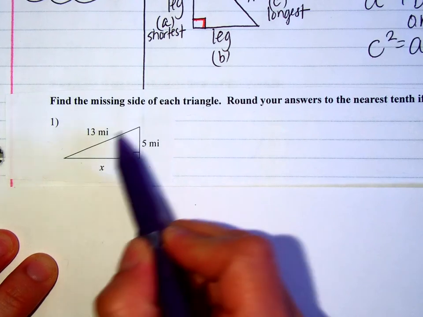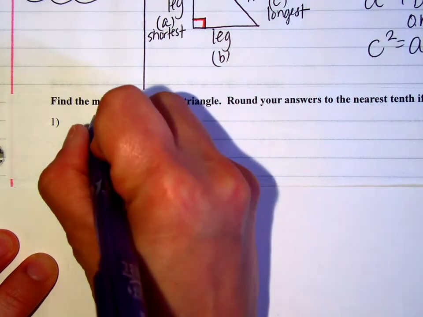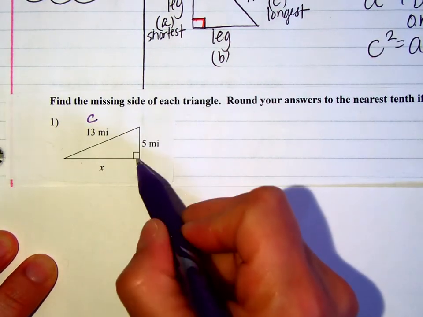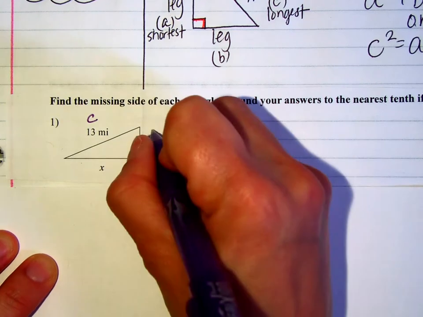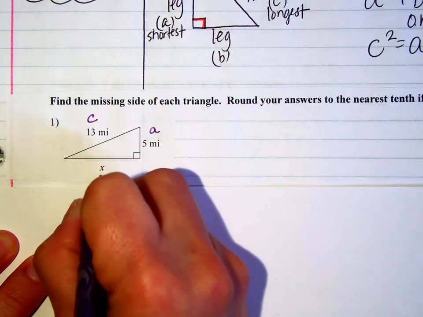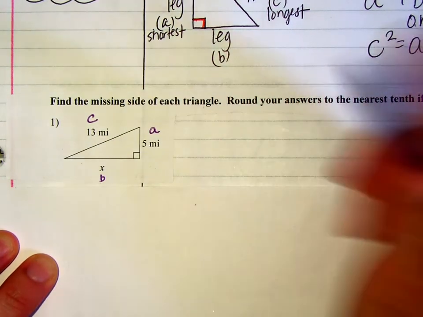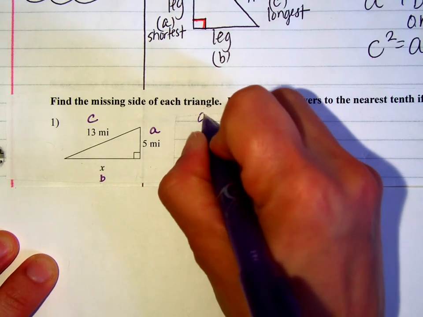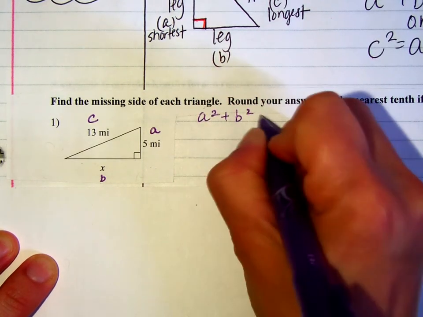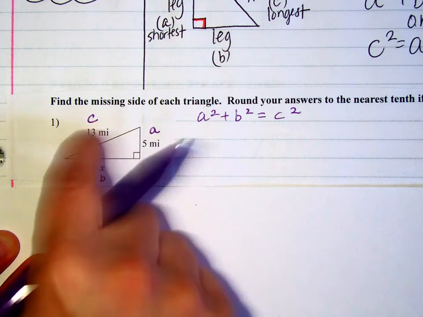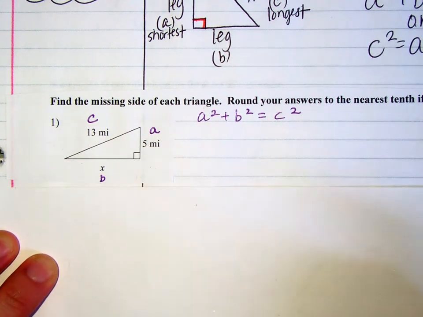So I know my diagonal is right here, so I'm going to label that C right off the bat. Now, it looks like this piece is much shorter than this one, so I'm going to give this one the label of A, and I'm going to give this one the label of B, okay? Now we're going to use our formula, so I'm going to rewrite my formula down. A squared plus B squared is equal to C squared. And we're going to write down all of these values in the right spots.